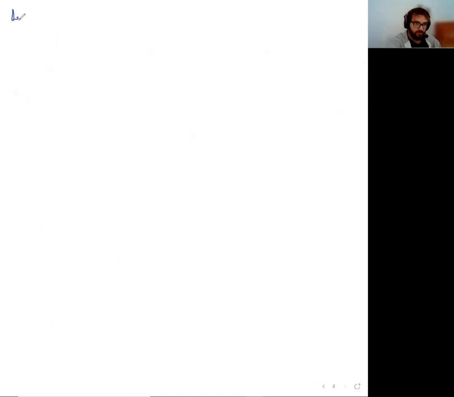And another definition is the one of free module. So A is free of rank k if it's isomorphic, this is a module isomorphism, to the sum. Okay.